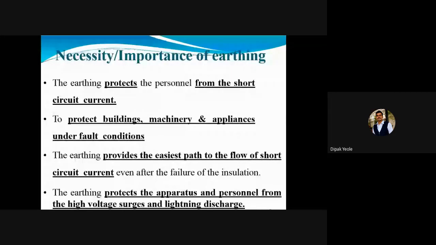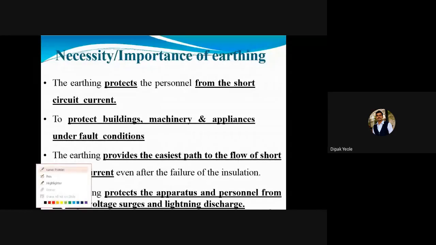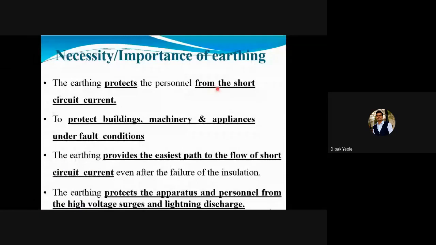Now we are interested in the next important point, that is the necessity or importance of earthing. So these are the 4 points on why there is a need or importance of earthing. The first point is that earthing protects the personnel from the short circuit current. So obviously it protects from the fault. The fault is specifically short circuit current. So this is the first point on why there is a need of earthing.